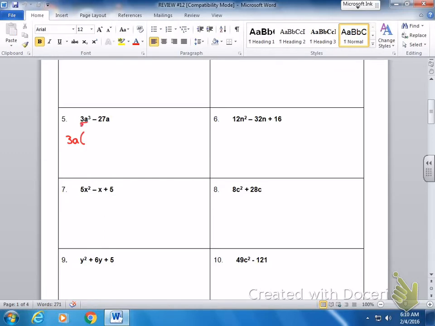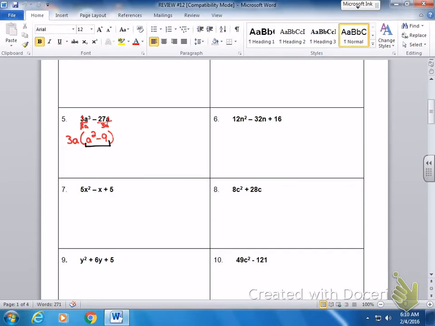Now, I just have to divide both my terms by 3a. In the first one, 3a cubed over 3a, the 3's essentially cancel out. Then I have a cubed over a, gives me a squared. In the next one, the a's cancel out. I have 27 divided by 3, which gives me -9. Now, when you have to factor something out to start off with, you need to check what's left in your parentheses to see if there's anything else that can be done.